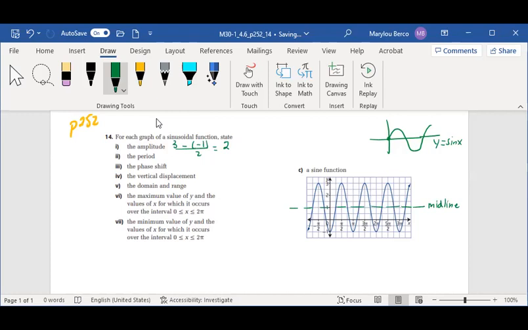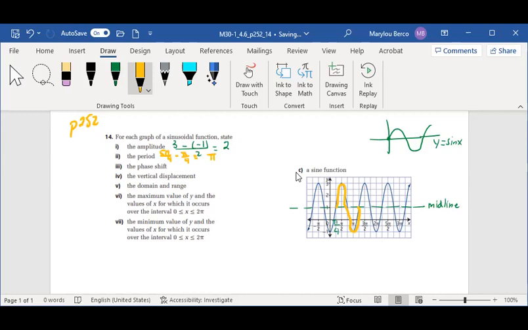Each of these are divided into quarters. So here is pi over 4, and 2 pi over 4, 3 pi over 4, 4 pi over 4, 5 pi over 4. So if we take a look from here, pi over 4 to 5 pi over 4, we can calculate the period. So the period is 5 pi over 4 minus pi over 4 is equal to 4 pi over 4, or pi.